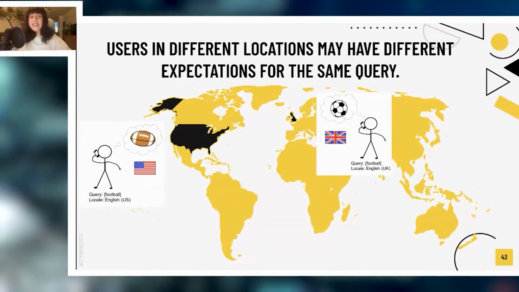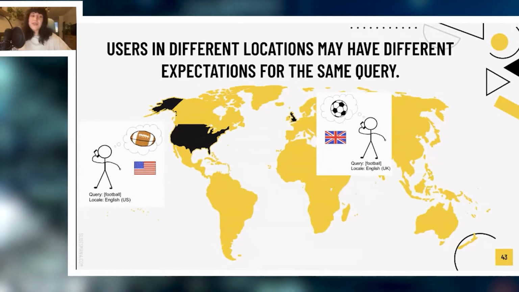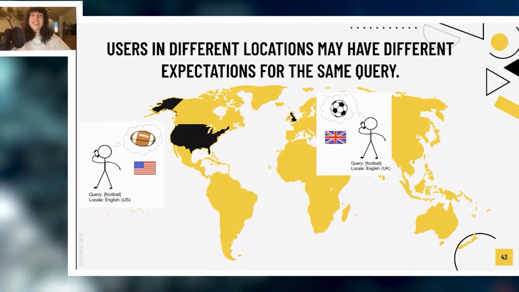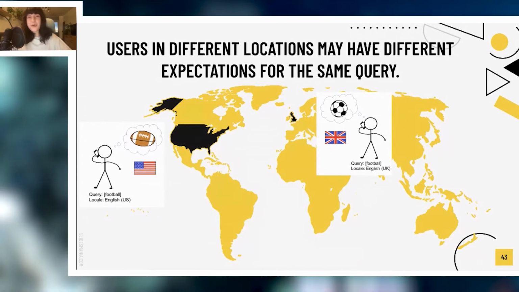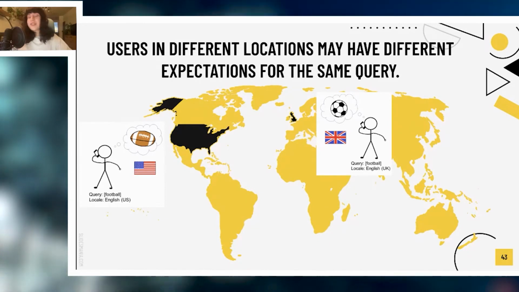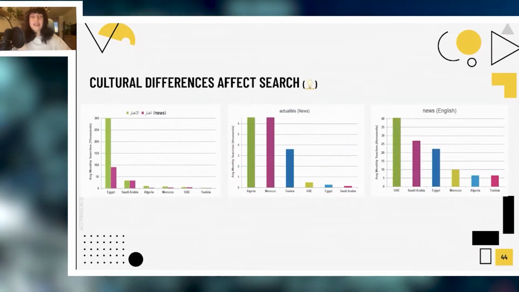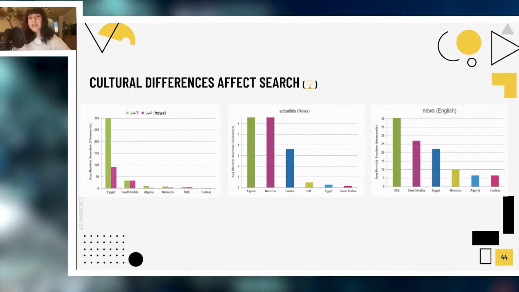because users in different locations expect different things when they are searching the same query. And the best example to explain this is English: the United States' understanding of football and the United Kingdom's understanding of football. It's a totally different thing. And another thing to keep in mind is that there are cultural differences that affect search.